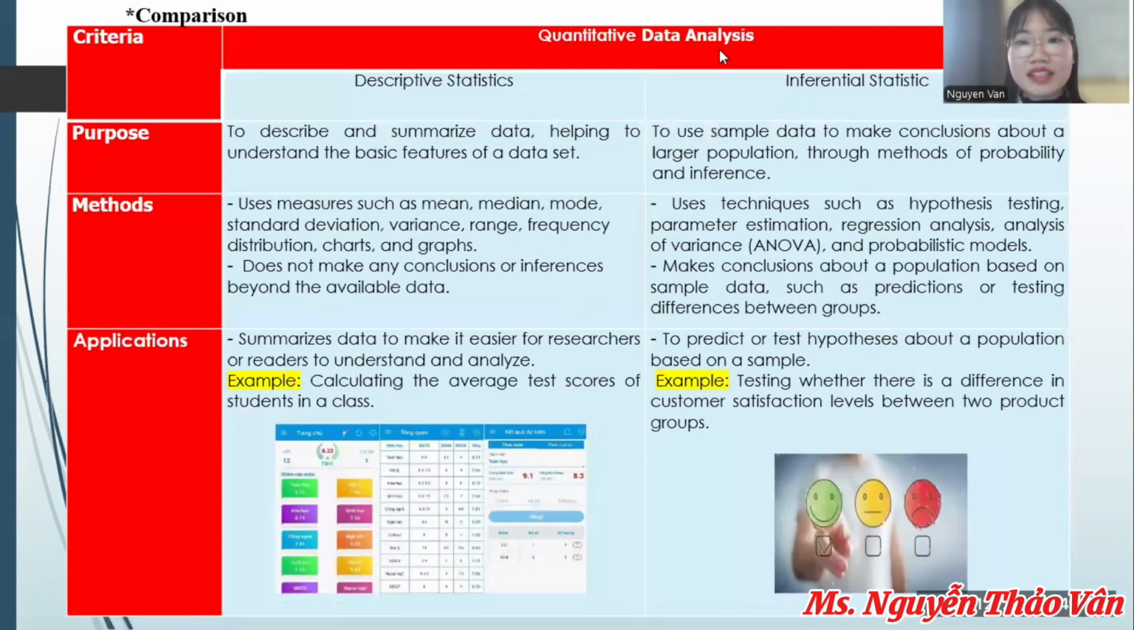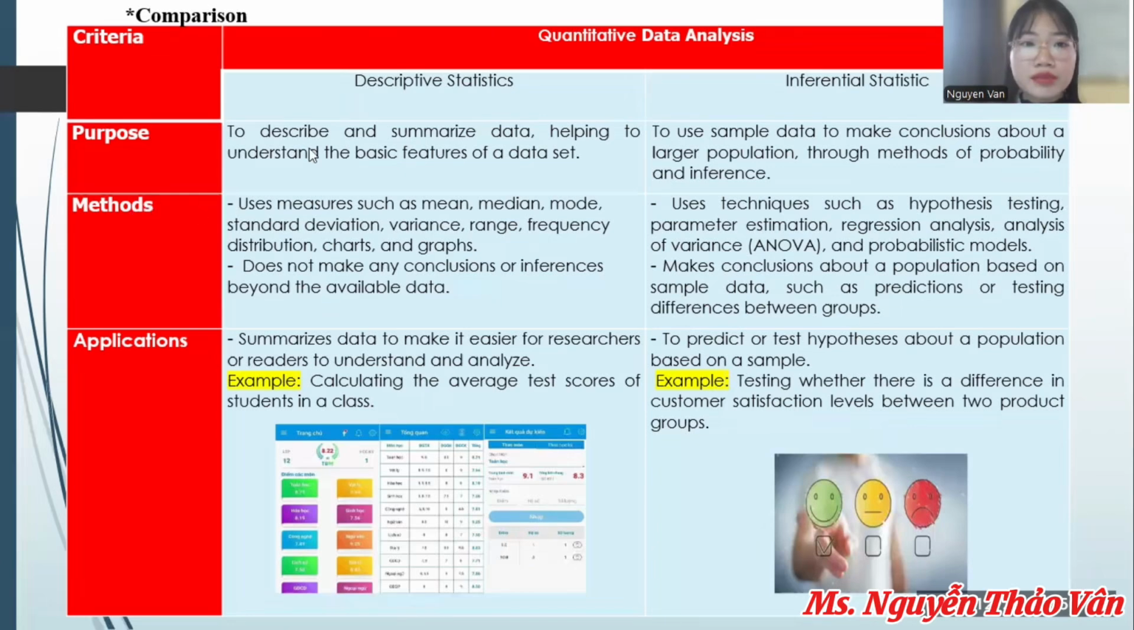Quantitative data analysis has two tools: descriptive statistics and inferential statistics. As an example of descriptive statistics, you can see a table about calculating the average test scores of students in a class. An example of inferential statistics is testing whether there is a difference in customer satisfaction levels between two product groups. So let's look at the methods.